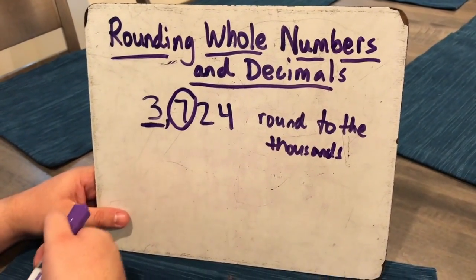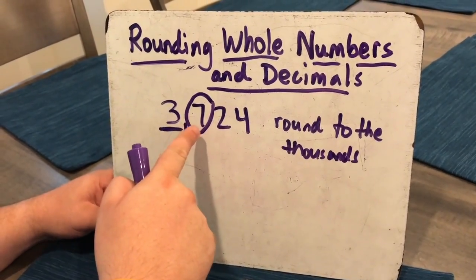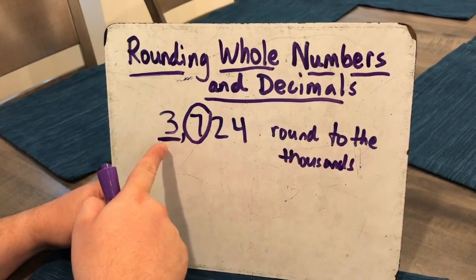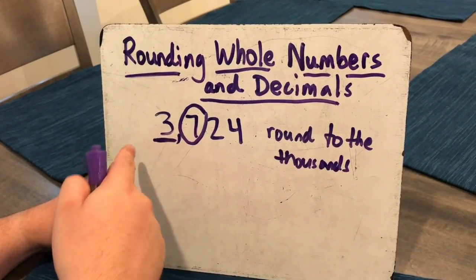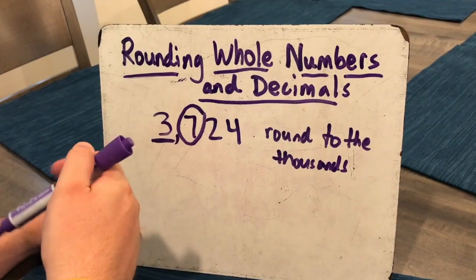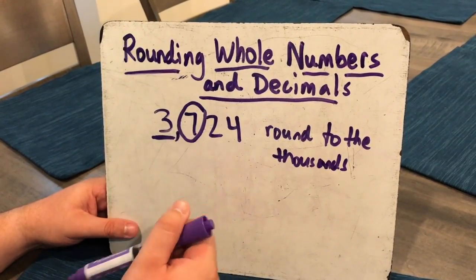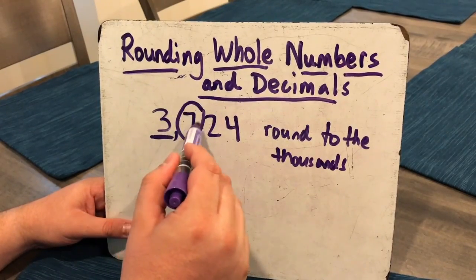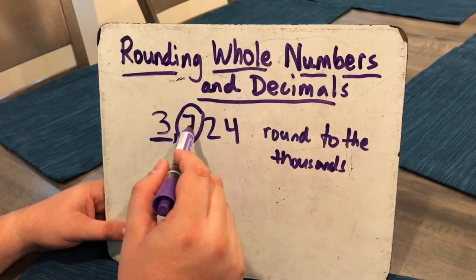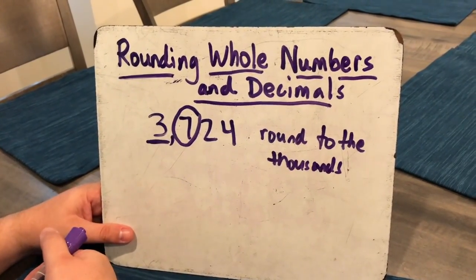And the reason we circle it is because that number right there helps determine, does this number go up or does it stay the same? That's where our 5 and above, give it a shove, 4 and below, let it go, comes in. The other reason we circle this number is because it lets us know, because this looks like a 0, from here on out, every other number will turn into a 0.